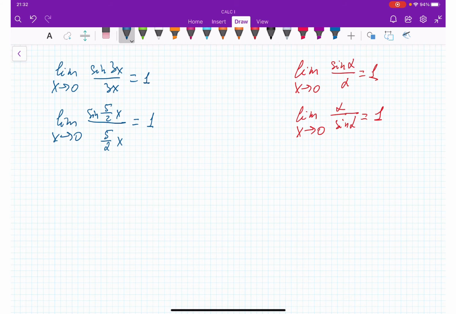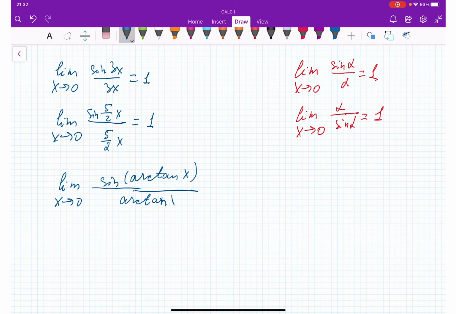Let's say we have another example: limit as x approaches 0 of sine arctangent x over arctangent x. Cotangent is not going to happen, only arctangent, because tangent is the same as sine over cosine, right? Okay. And it's also equal to 1.